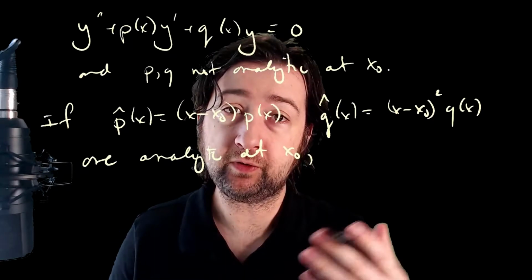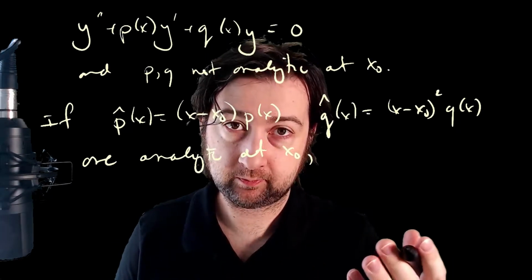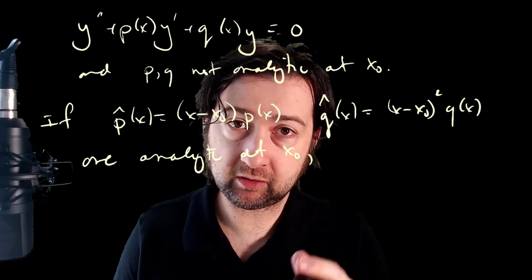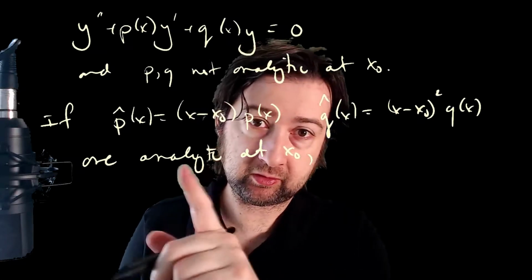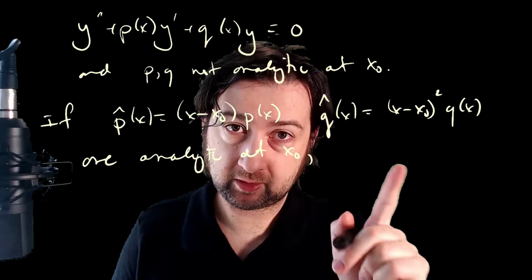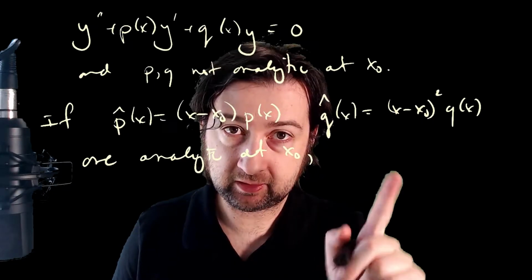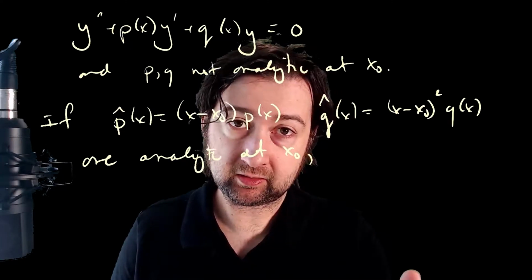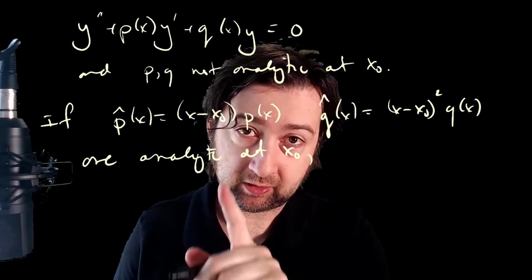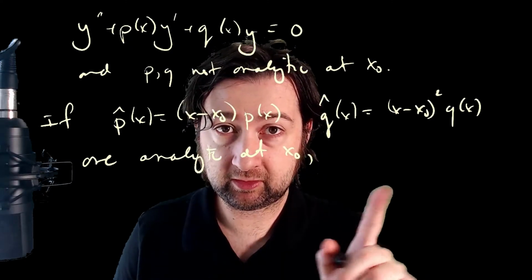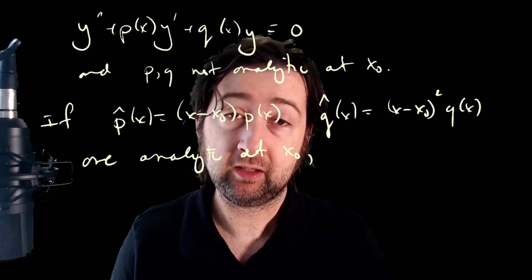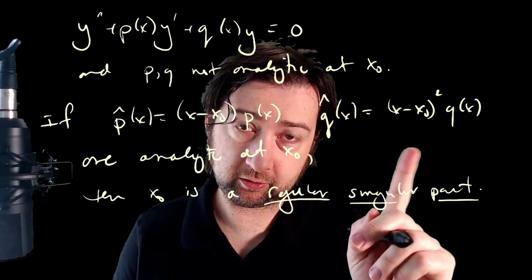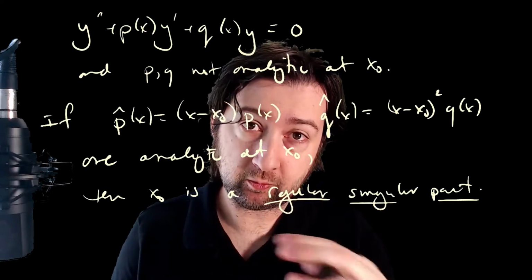So now, given the same sort of differential equation, and assuming a singular point, we're going to define new functions, p hat and q hat. The way that we're going to define them is we're going to look where the singularity is, and see if we can cancel that out of the denominator. So essentially that's what the (x − x₀) and the (x − x₀)² here are doing: they're canceling any possible copies of x − x₀ in the denominator of the function. If we can multiply p by x − x₀ and q by (x − x₀)², and we get analytic functions, then we're going to call that point a regular singular point.